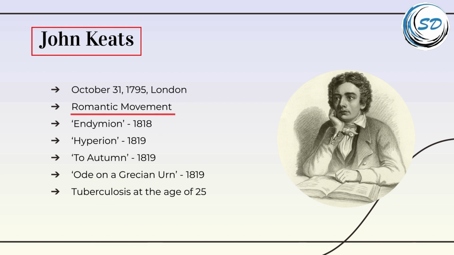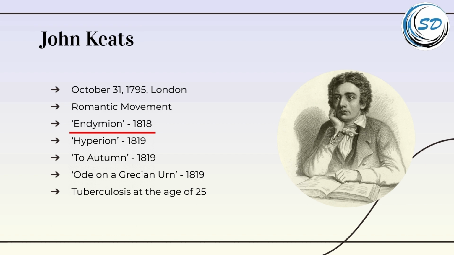Keats emerged as a prominent figure of the Romantic era, a literary movement characterized by a profound appreciation for nature's beauty, a yearning for emotional expression, and a fascination with ancient legends and myths. Let's take a moment to delve into some of his notable works, each a testament to his poetic brilliance.